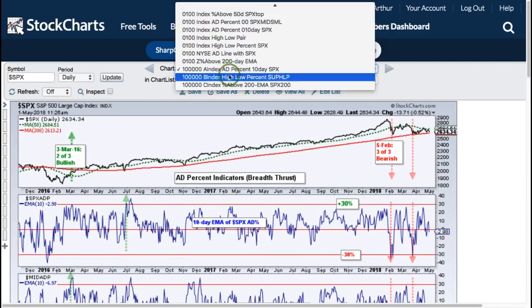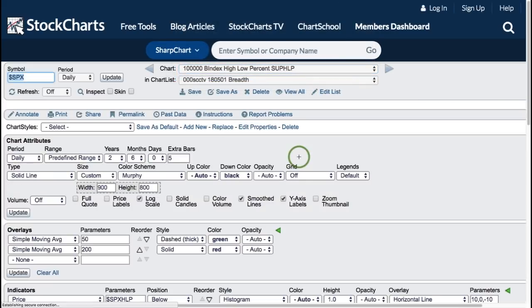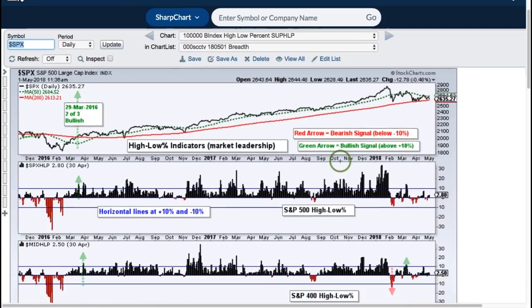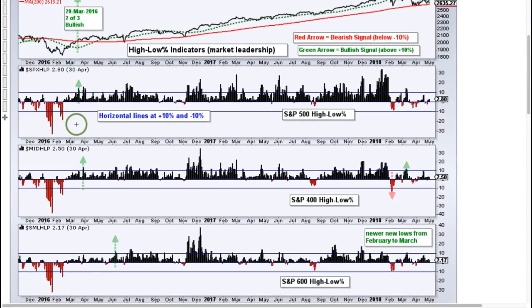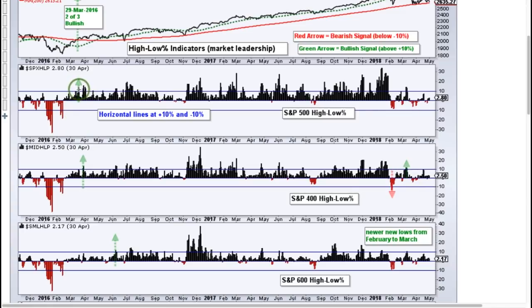All right, let's move to the next one, which would be high-low percent. And it was created a similar way. And there you can see on March 29th, it was a bit later than the 80% indicators for triggering bullish when two of the three moved above plus 10%. And that would have been first the S&P 500 triggered, and then the mid-cap 400 triggered, and then small caps did not trigger until June there. But they're still on a bullish signal because we have yet to see two of the three break below minus 10% to trigger bearish signals.